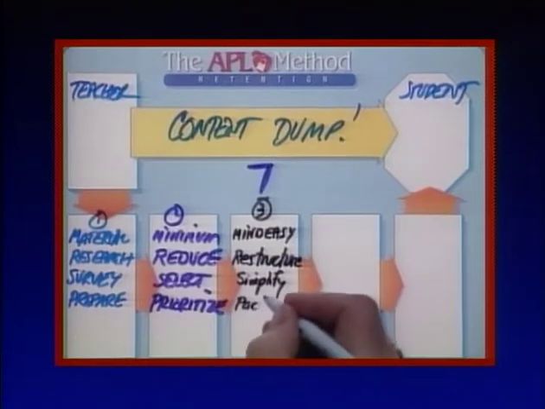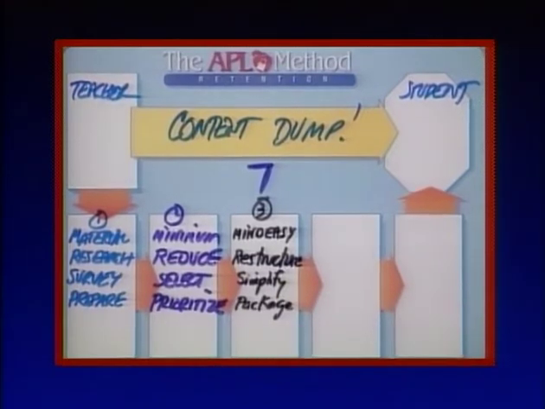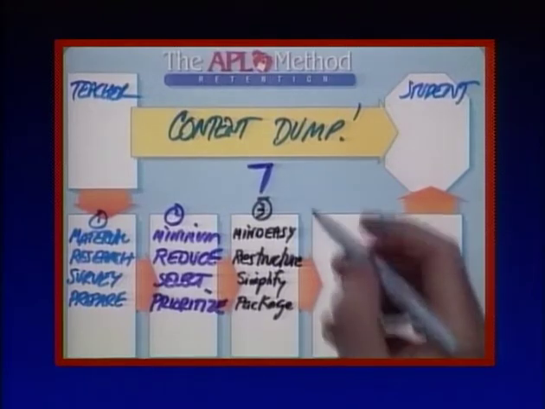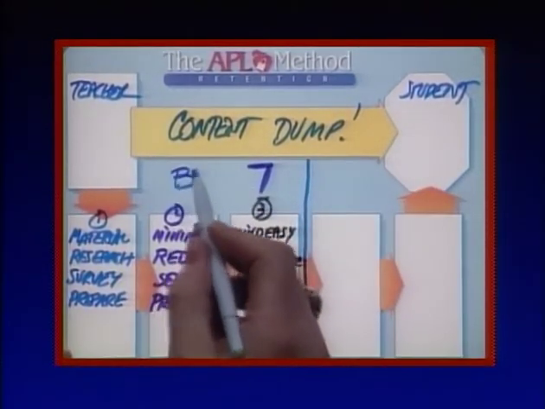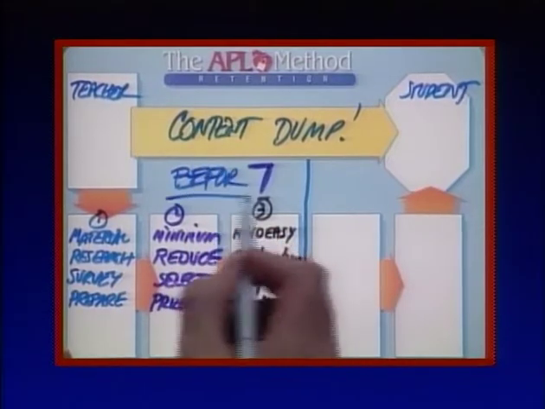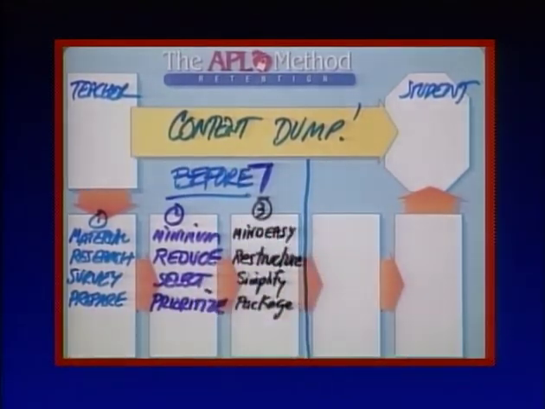Package it. Become a marketer. How does it look attractive? How does it come easy? Now, guess what? All that takes place before class begins. All that is before. Box number 4 is simply class.